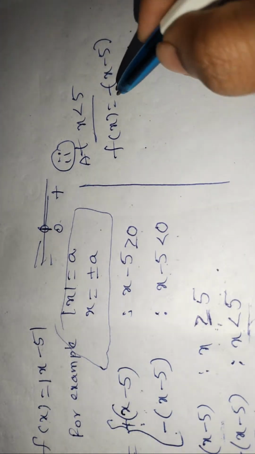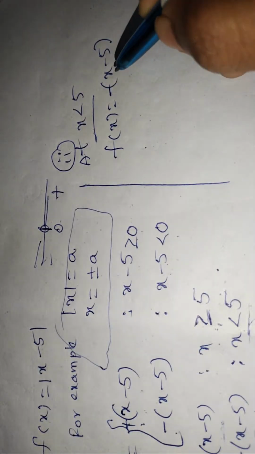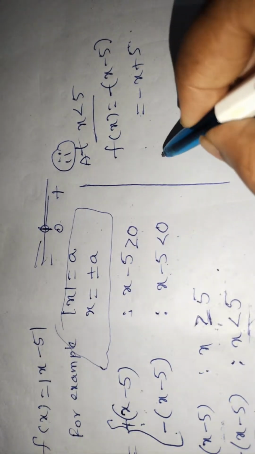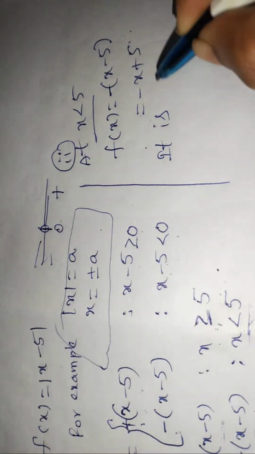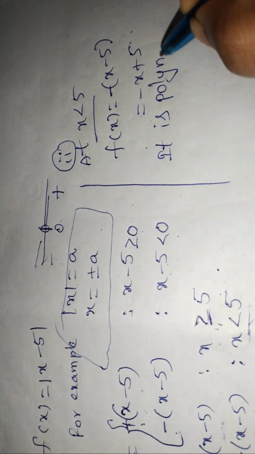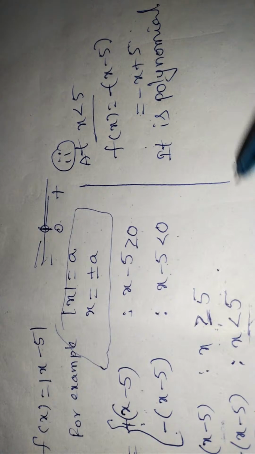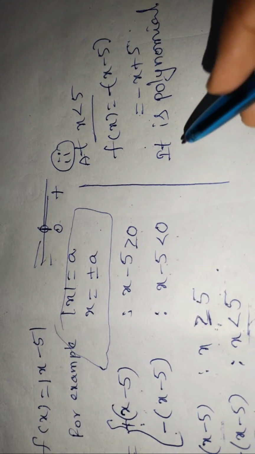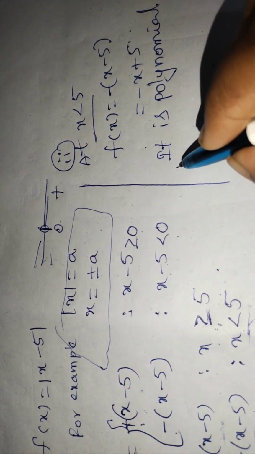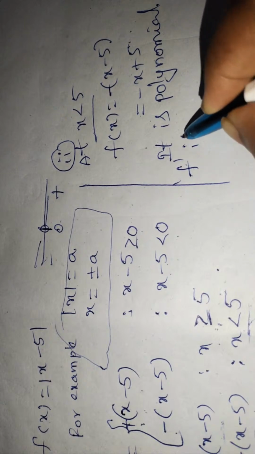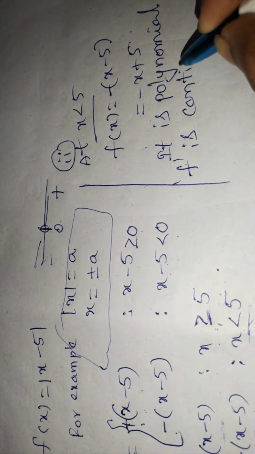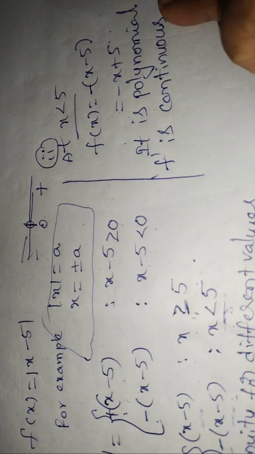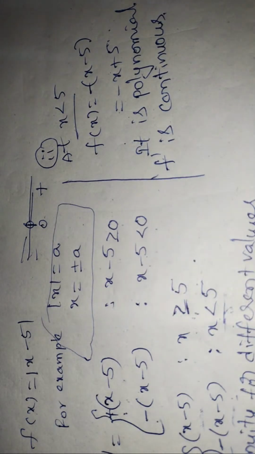Now, if I directly take this f of x function, it is in the form of minus x plus 5. It is a polynomial. When the function is a polynomial, then it is continuous. So very important: when the function is a polynomial, then automatically it is continuous.